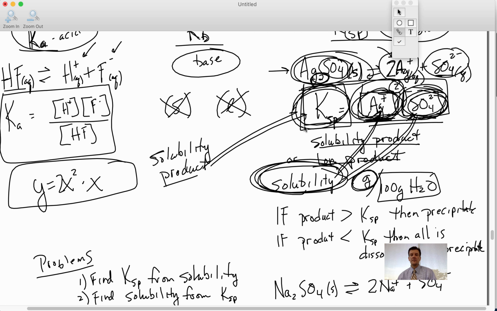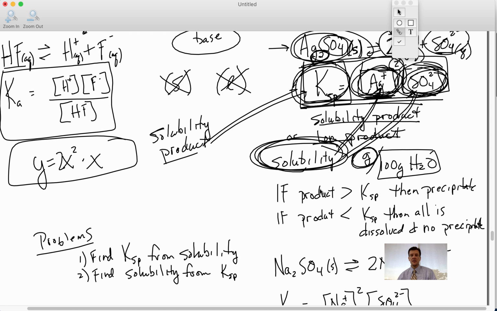And for solubility product, if the ion product, the concentrations that you multiply together, is greater than this KSP value, then you've put too much into the water, and not all of it's going to dissolve, which means you're going to see it precipitate. If this product of the concentrations is smaller than the given KSP value, that means it's all going to be dissolved, and you have not reached a saturation point yet, and there's not going to be any precipitate.